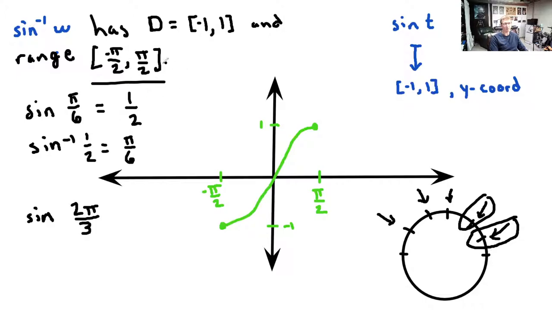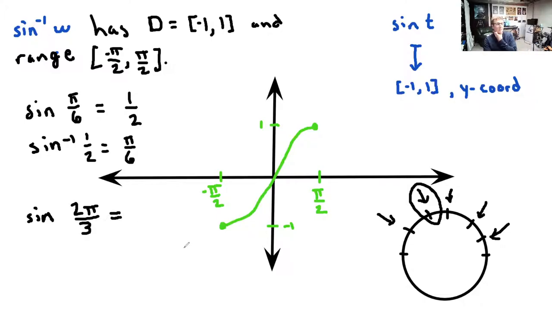Okay, I want to illustrate why we have this strange restriction on sine inverse. So I picked this angle, 2 pi over 3. What is the sine of 2 pi over 3? This is something you should have memorized. It is the same as the sine of this one. That angle is pi over 3. So this is root 3 over 2. What is sine inverse of root 3 over 2?